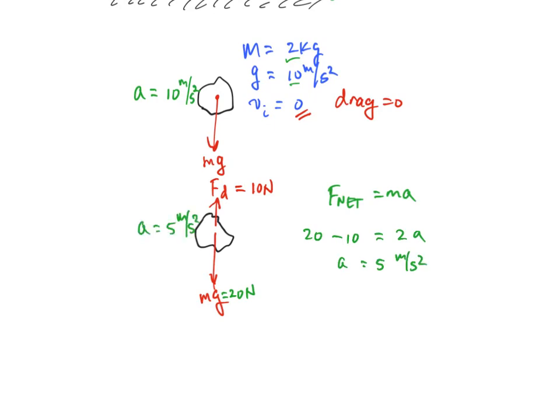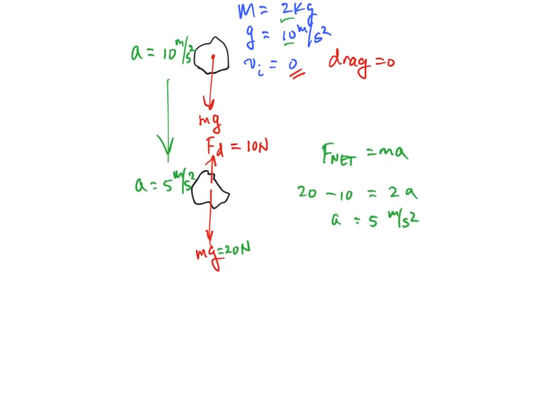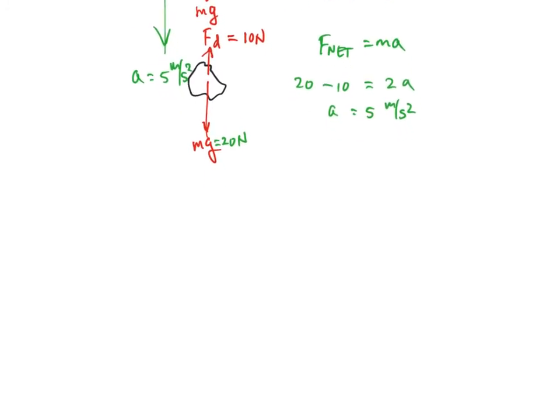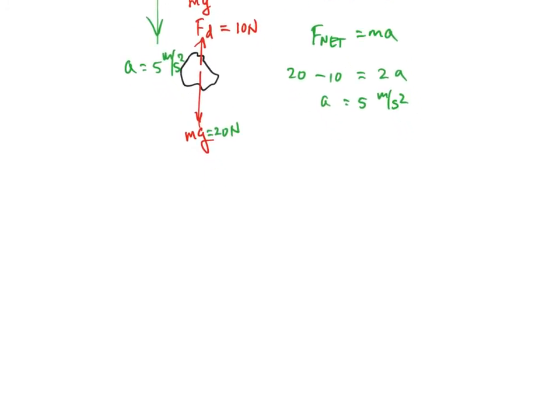Now to be clear here, the object is not slowing down. When I say that the acceleration here has gone from 10 to 5, that doesn't mean it's slowing down. It means that it's still speeding up, but it's speeding up now at a diminished rate. So the rate at which it speeds up is decreasing, but the object is still speeding up. And since it's still speeding up, the drag force is going to continue to get larger and larger and larger.